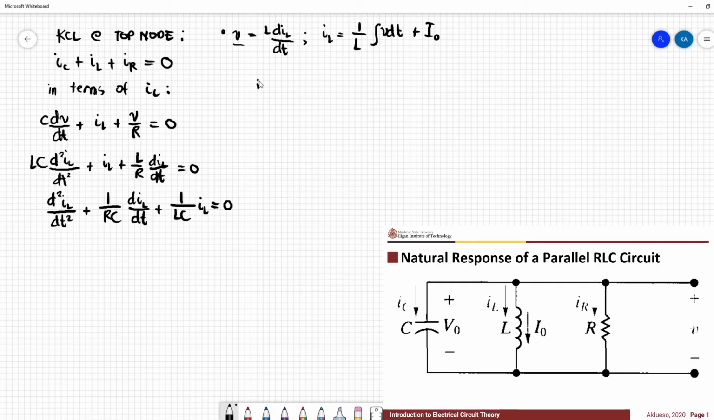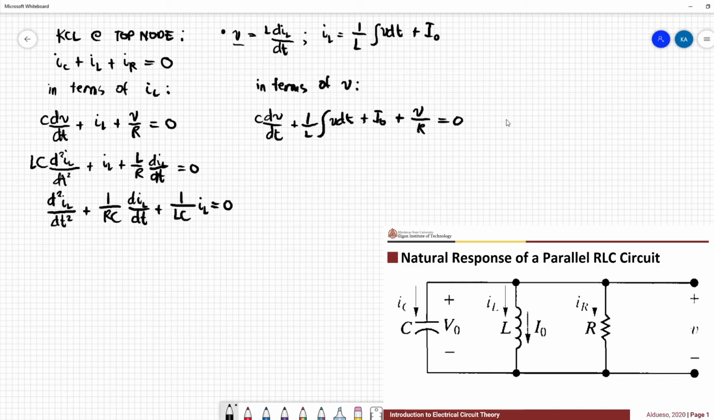Or in terms of V, our equation becomes C dV over dt plus, so IL in terms of V, just this equation, 1 over L integral of v dt plus I0, plus V over R equal to 0.